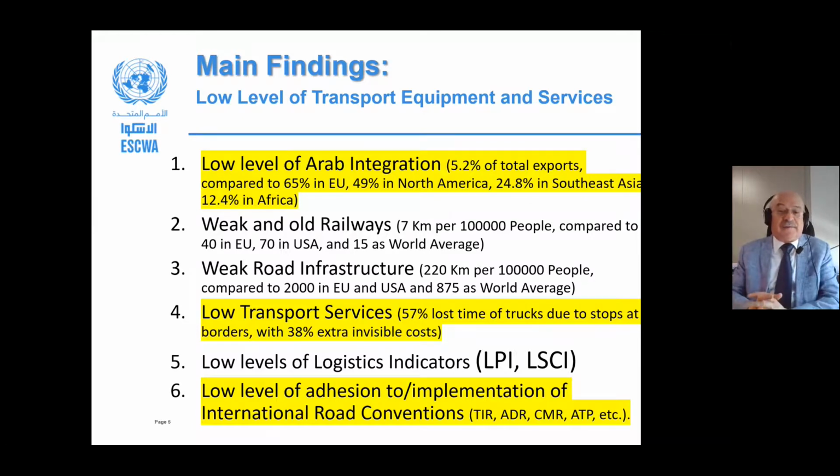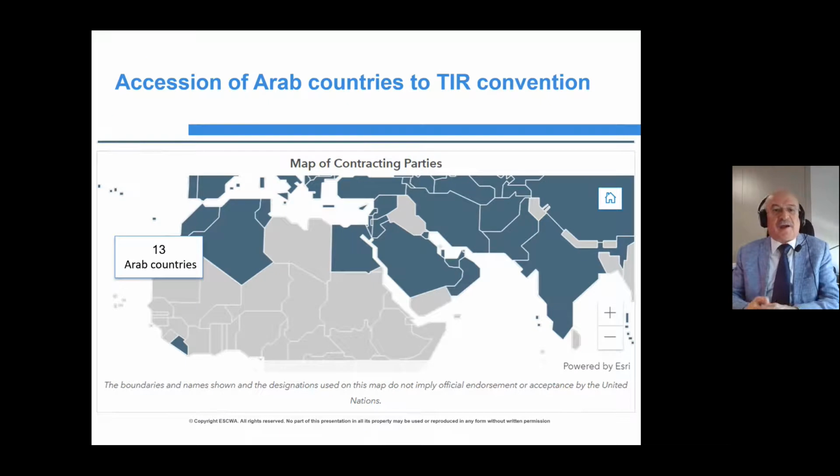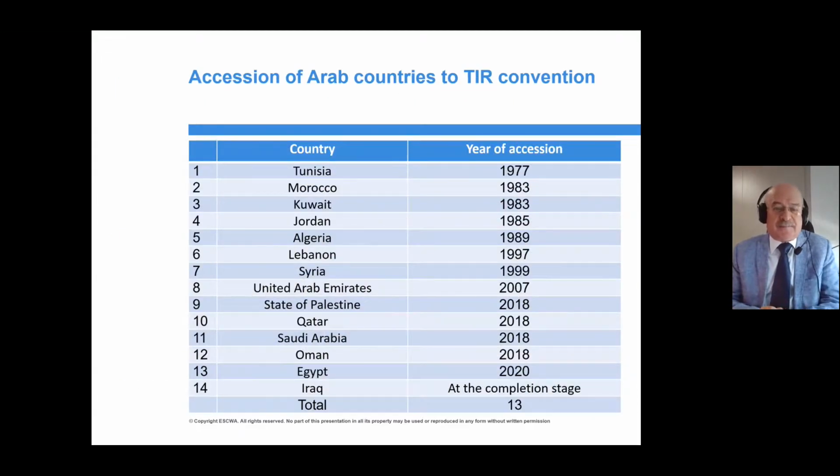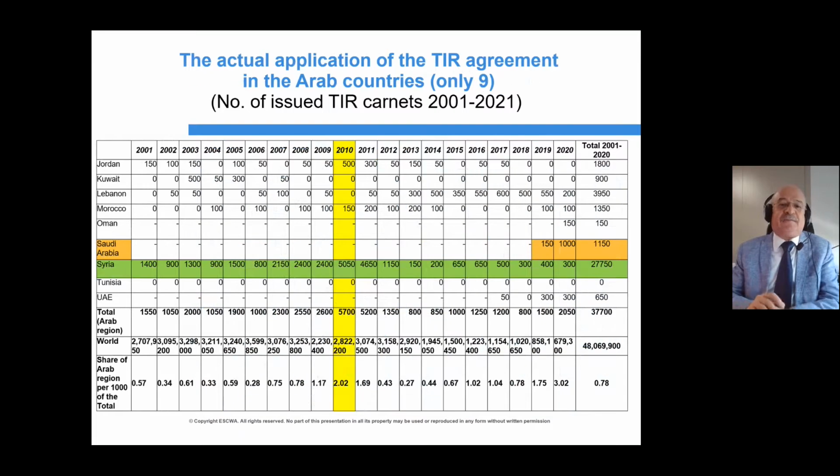Of course, there is a low level of adoption and implementation of the international road conventions like the TIR, ADR, CMR, and others. In the 22 countries of the Arab region, there are theoretically 13 countries that are members of the TIR convention. But being a member of a convention is one thing, and implementing this convention on the terrain is another thing. So in spite of the fact that many countries acceded to the TIR convention as early as 1977, we will see that the real application of this convention in the region is still low.